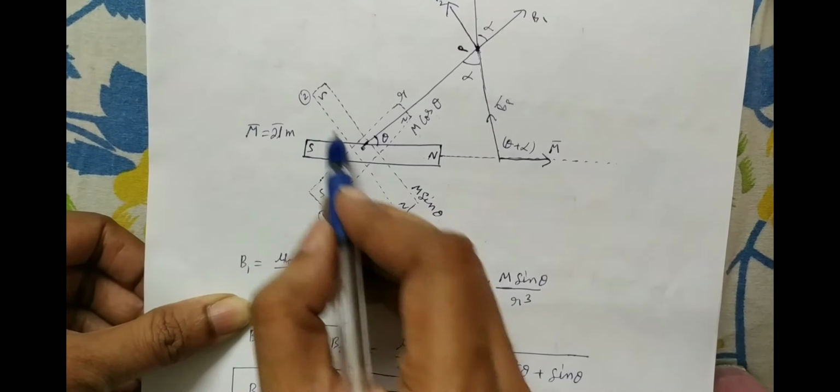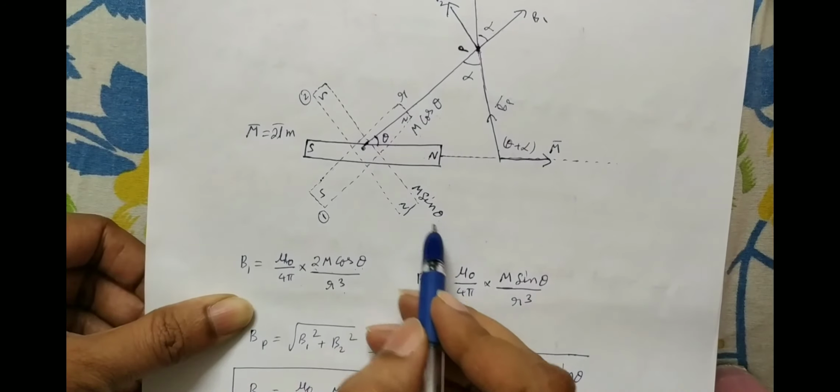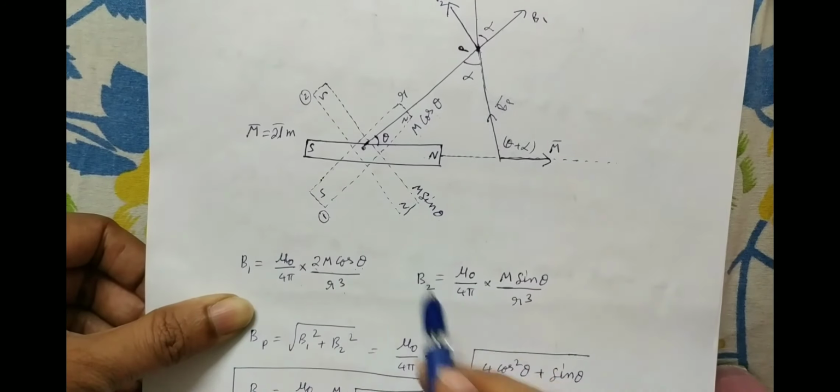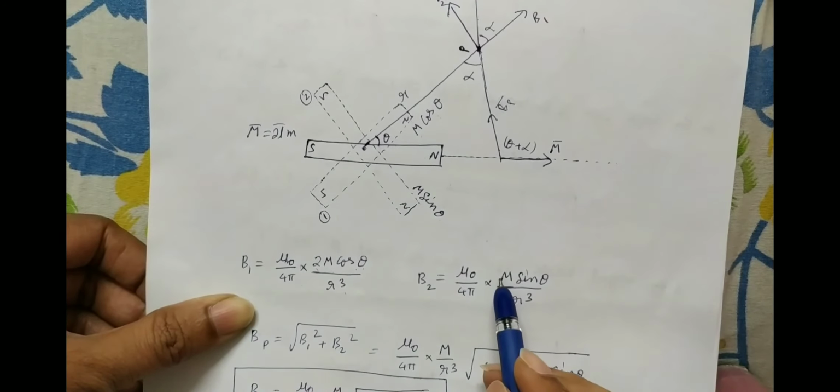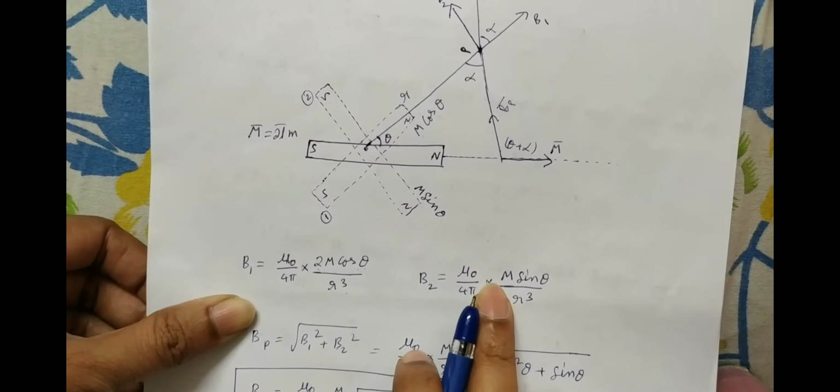And for second magnet, what you get? Mu naught by 4 pi m sin theta. Magnetic moment is m sin theta, but that is on equatorial line. Thus we get only m sin theta by r cube. 2 is not there because it is equatorial line here.